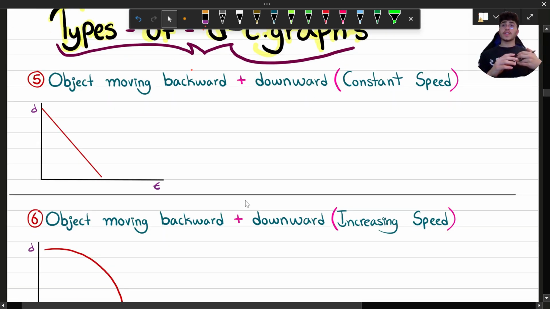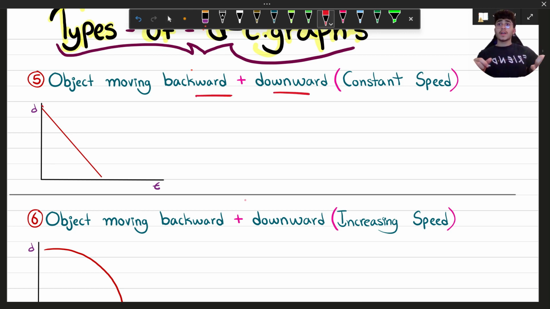Now let's see the negative gradient graphs. For the negative gradient, we have an object moving backward and downward because it's a straight line from the y-axis at constant speed. The line is straight.